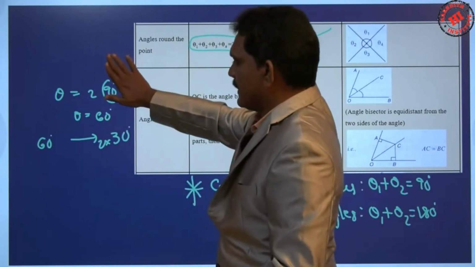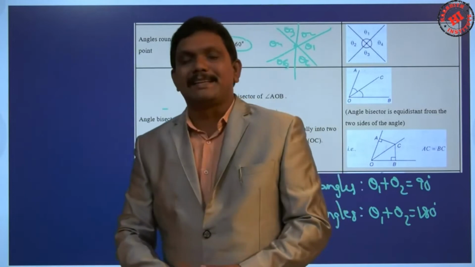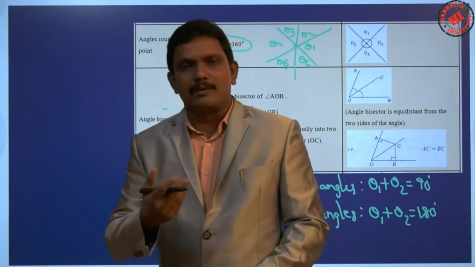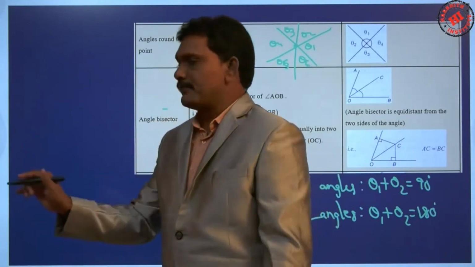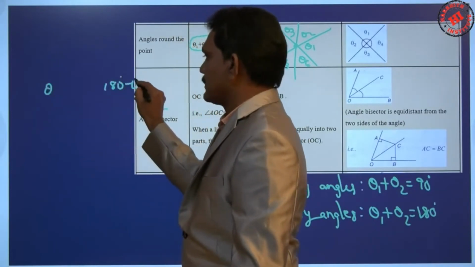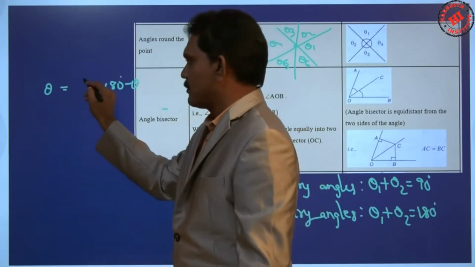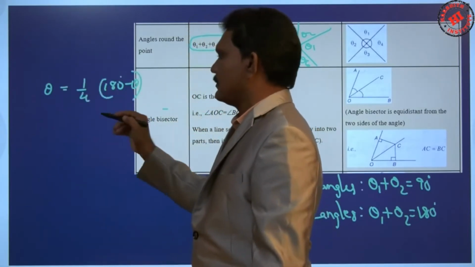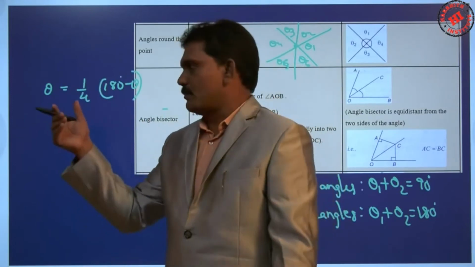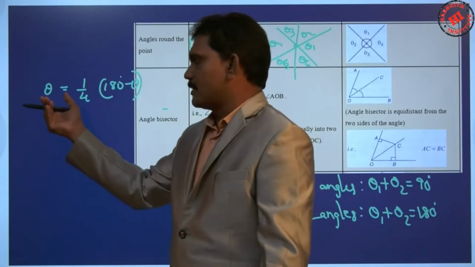Sometimes conditions will be like this. Find the angle which is equal to 1/4 of the supplementary angle. When theta is the angle, its supplementary angle is 180 minus theta. Right? Given in the statement, the angle is equal to 1/4 of the supplementary, that is 1/4 of 180 minus theta. By solving the equation, we get the value of theta.